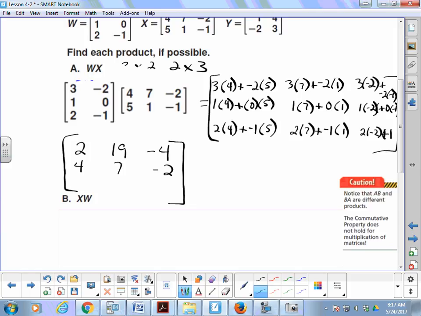8 minus 5 is 3. 14 minus 1 is 13. And negative 4 plus 1 is negative 3. All right, so there's my answer. We multiply the row by the column and we add.